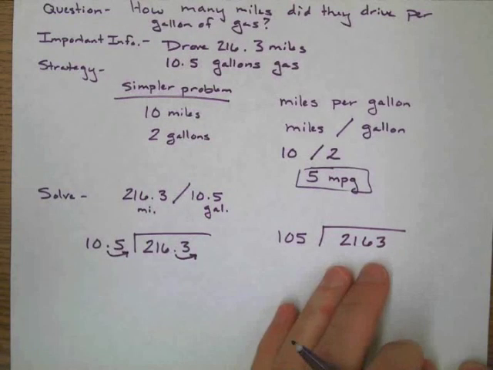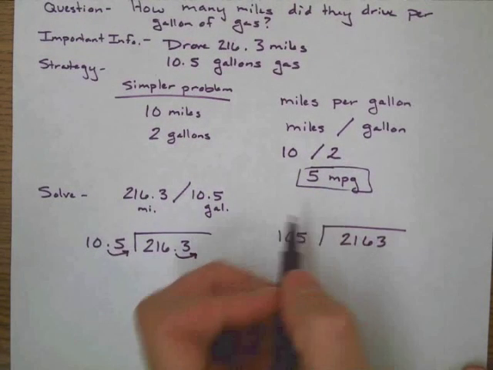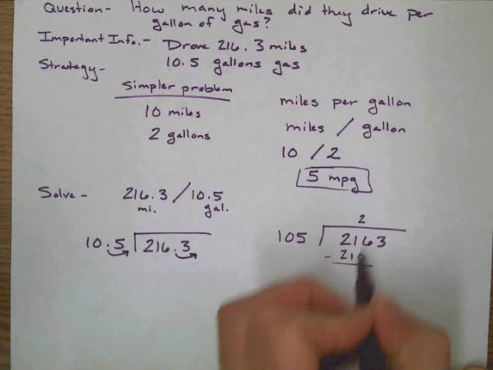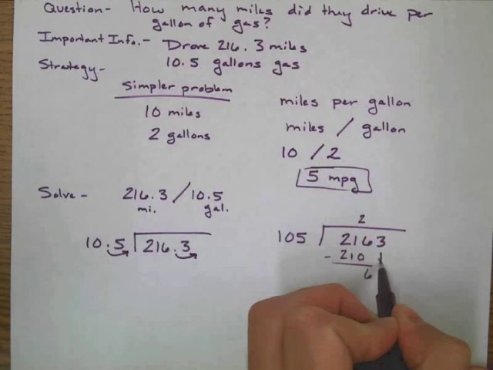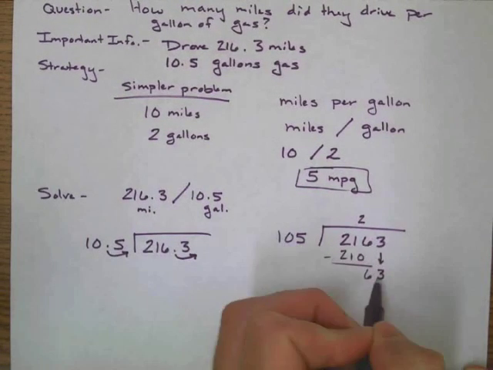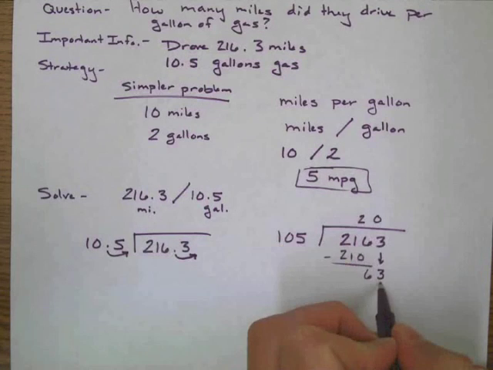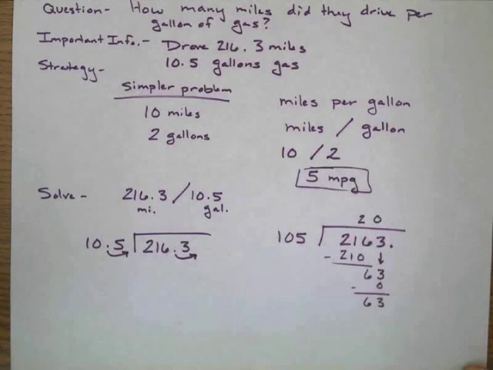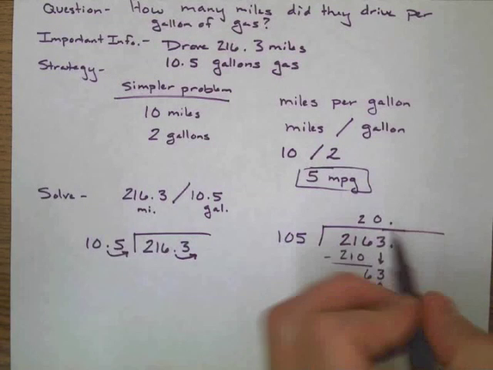So 105 is going to go into 216 2 times. That's 210. 6, this 3 comes down. 105 goes into 63 0 times. 63 again. My decimal place is there. I'm going to go ahead and put it up in my solution there.